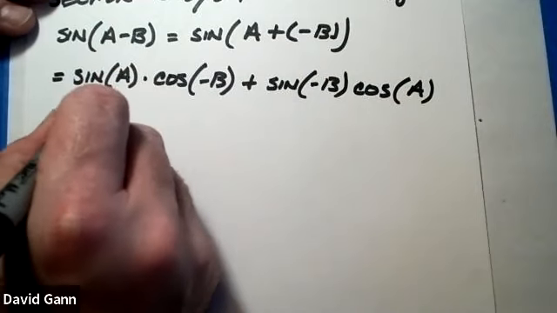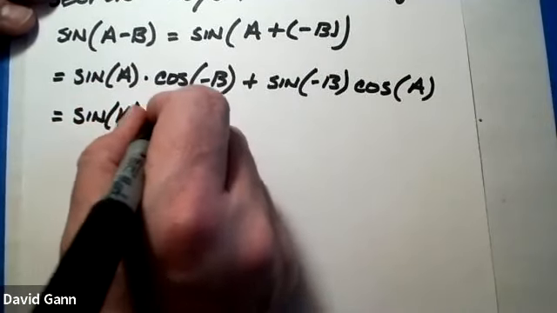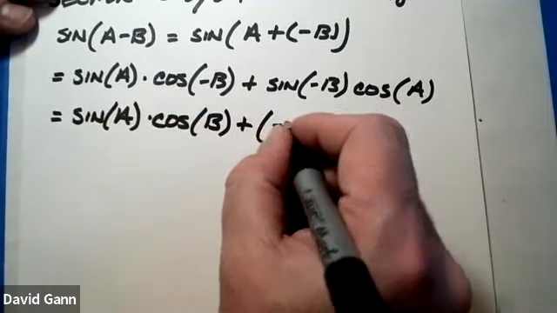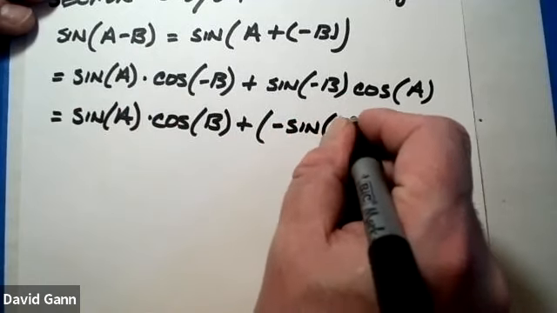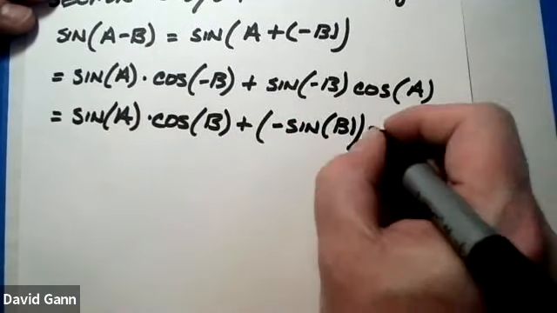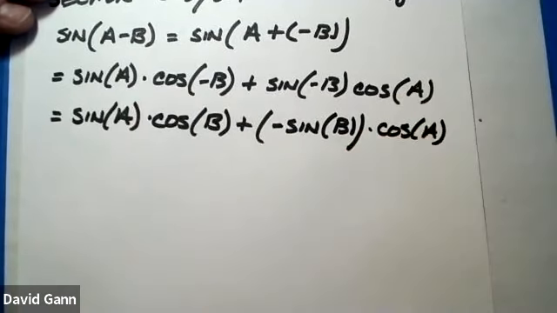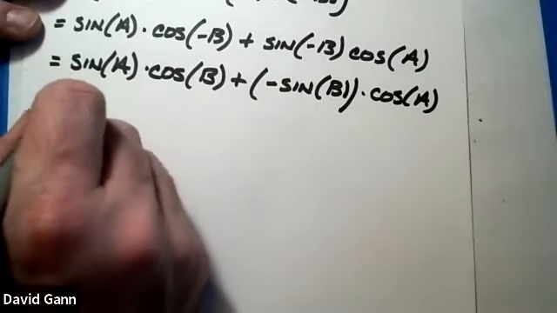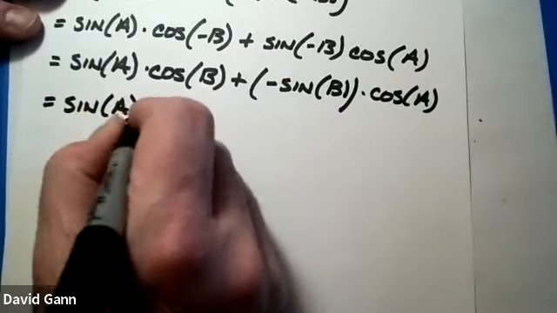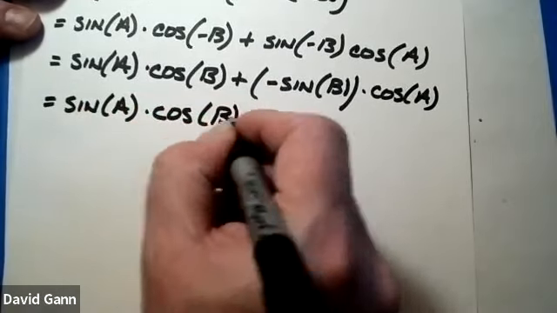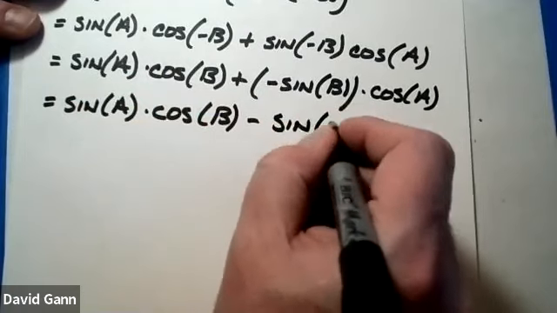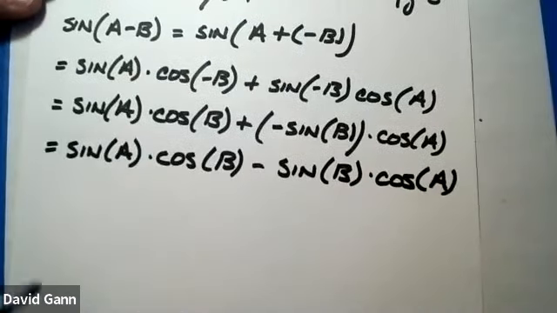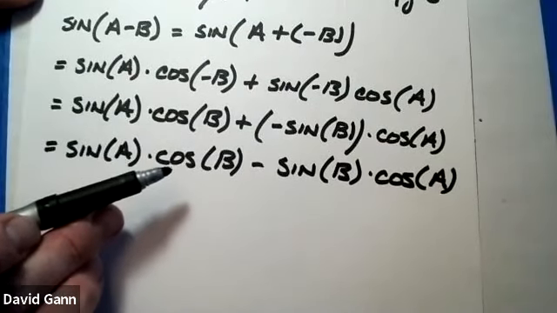So this becomes sine of a times cosine of b plus, and I'll make this substitution, minus sine of b, to make it real clear what's happening there, times cosine of a. And now distribute this negative sign. You end up with a formula that is sine of a times cosine of b minus sine of b times cosine of a. Okay, so this is the formula for sine of a minus b.